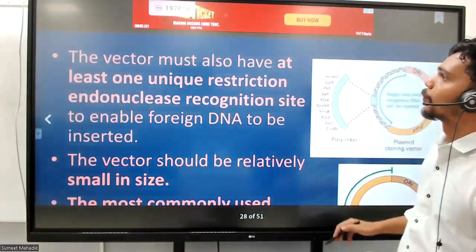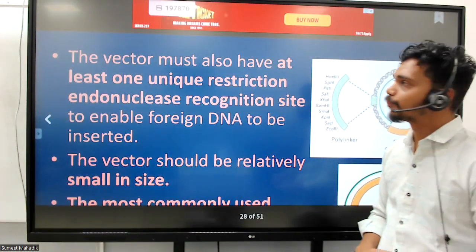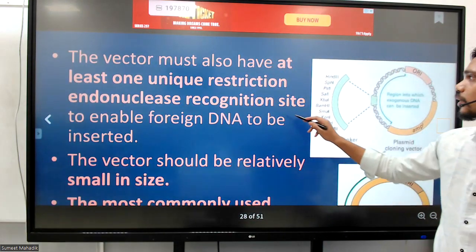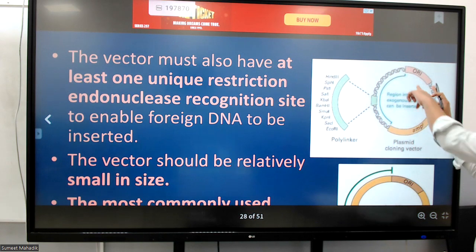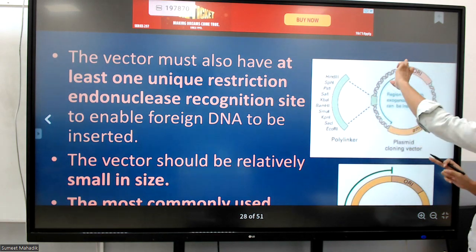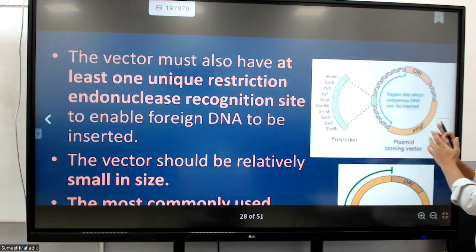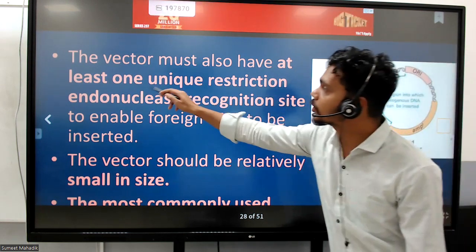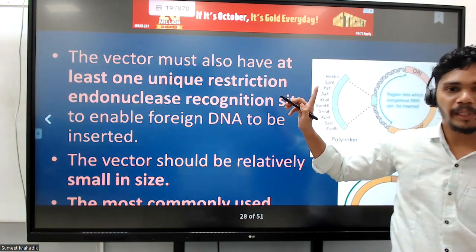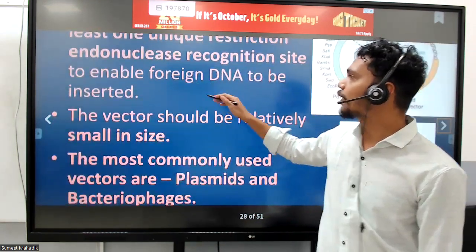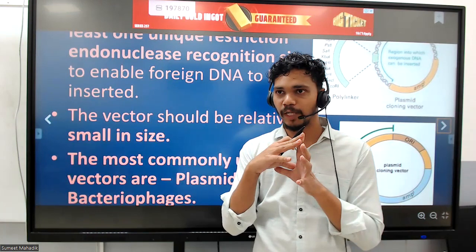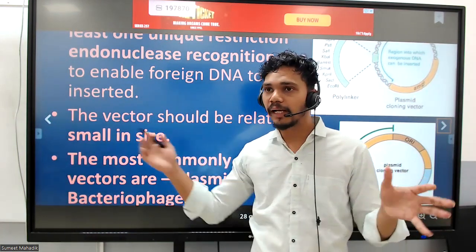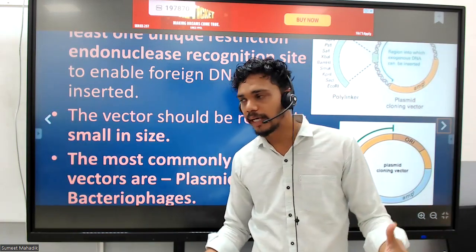Now the vector must also have at least one unique restriction endonuclease recognition site. Out of this, see, the ORI you can't touch. Here you can make changes. Here, ampicillin resistance. Either ampicillin or tetracycline will be there. So at least one unique restriction endonuclease site will be there to ensure the foreign DNA inserts into it. Yes or no? In a room, at least one window or door should be there. At least air can be exchanged, right?